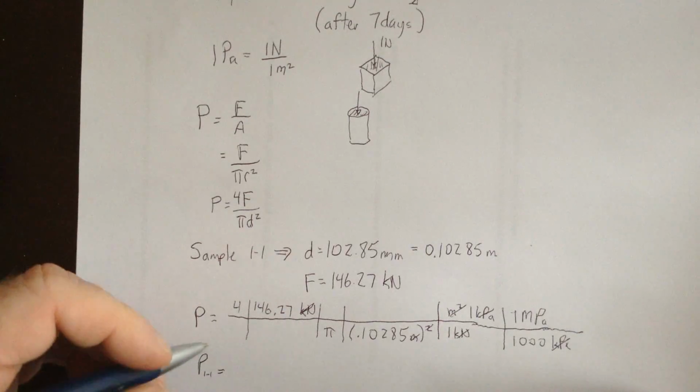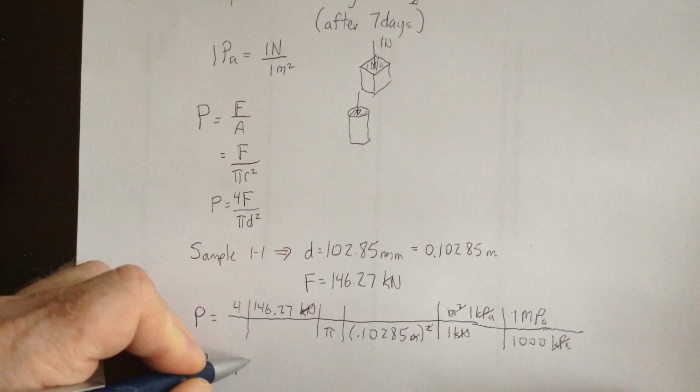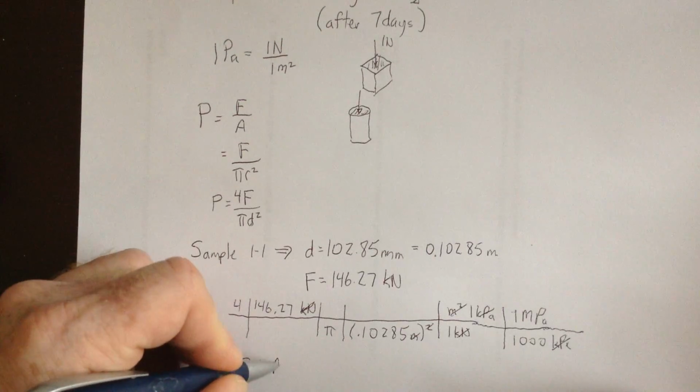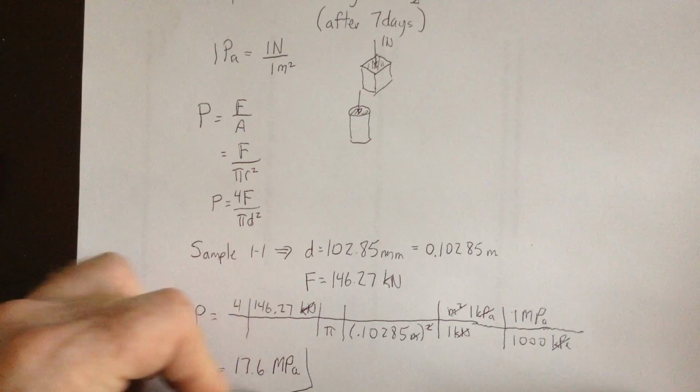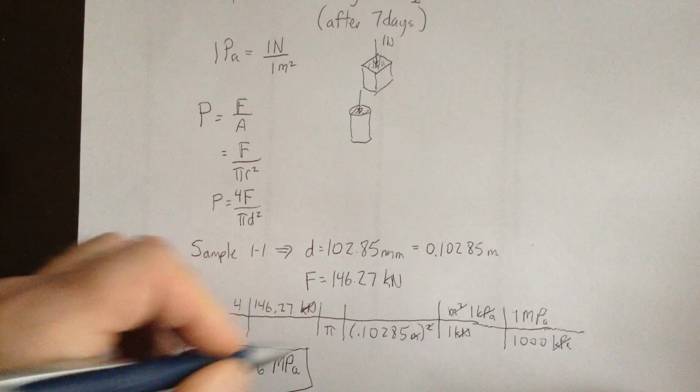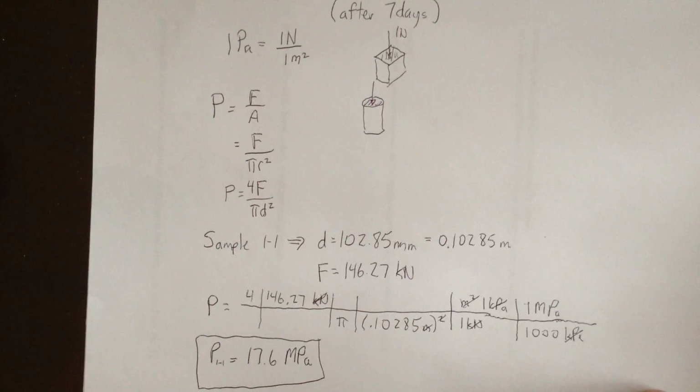When I multiply all that work out, it comes to about 17.6 megapascals. And again, that is the strength of concrete sample 1-1 after 7 days of curing.